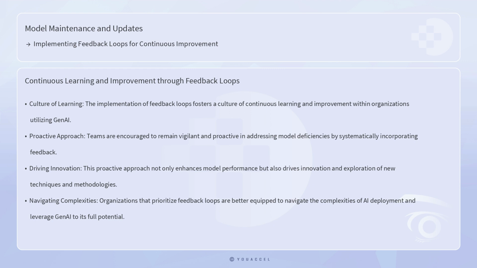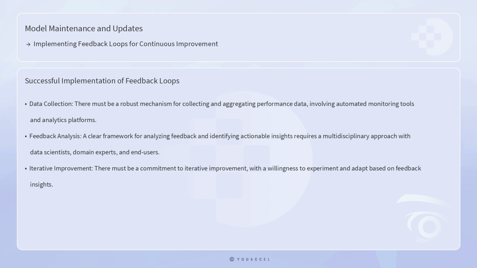The implementation of feedback loops also fosters a culture of continuous learning and improvement within organizations utilizing GenAI. By systematically incorporating feedback into the development process, teams are encouraged to remain vigilant and proactive in addressing model deficiencies. This proactive approach not only enhances model performance, but also drives innovation and exploration of new techniques and methodologies. Organizations that prioritize feedback loops are better equipped to navigate the complexities of AI deployment and leverage GenAI to its full potential.